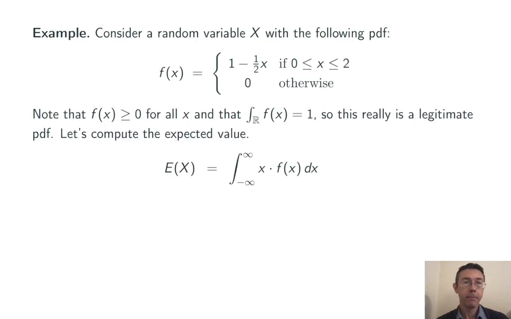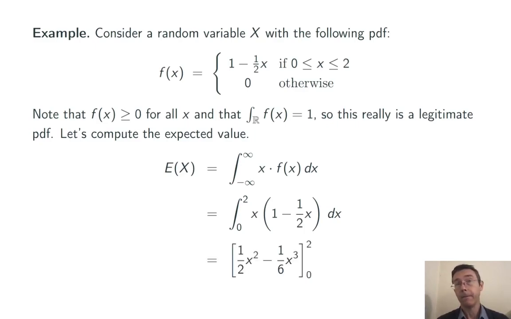Let's compute the mean. Here's the formula from the previous slide. Next, I'm just going to plug in and replace the limits of integration, negative infinity to infinity, with 0 to 2. This function's 0 outside of that interval, so we really don't need to consider any other x values than this. We multiply that x through, anti-differentiate, and then plug in the limits of integration to get 2/3. The expected value of this random variable is 2/3.